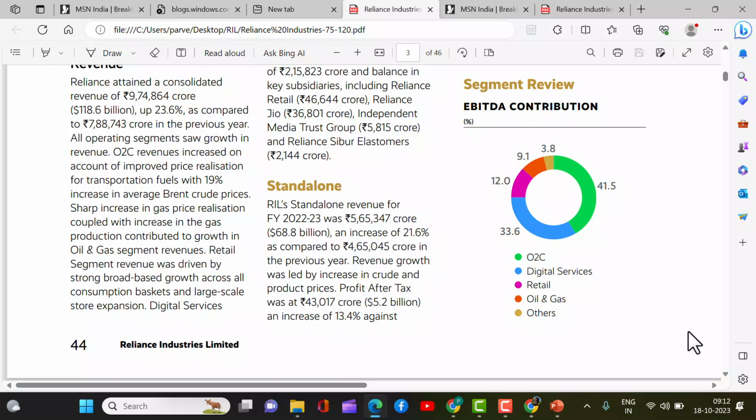Then digital services comes second, which is 33.6%, Reliance Jio. Then retail, all those businesses this company has, Reliance Mart and other things, and Reliance Fresh, it was earlier. So that is 12%. Oil and gas, 9%, and others 3.8%. This is the breakup of the company's profitability in terms of various segments of businesses.